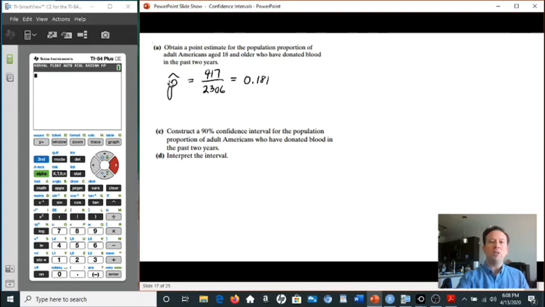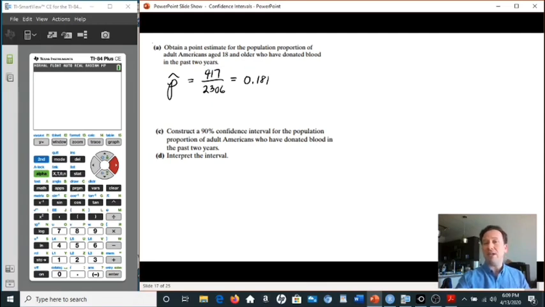So here's how you do it. The point estimate is p hat, and we're using that to estimate p. So p hat is from our sample. P is what we're trying to estimate in the whole population. In our sample, 417 out of 2,306 have donated blood. You have to set it up that way because we're trying to get a percentage from that. When you divide that, you get 0.181. So a little more than 18% of our sample have donated blood in the last 2 years. So there's your point estimate. Remember, a point estimate is a single number, and that's what we got. Now we're going to use that to answer C.